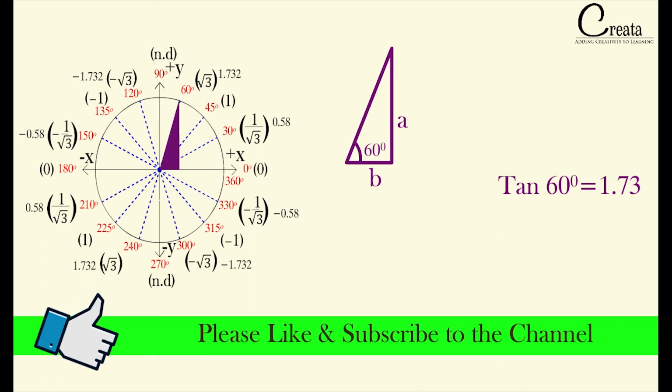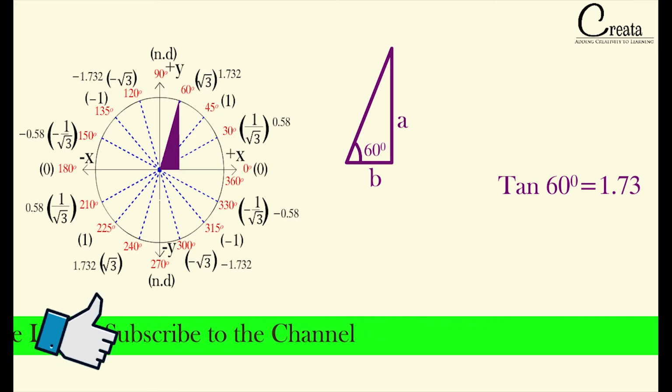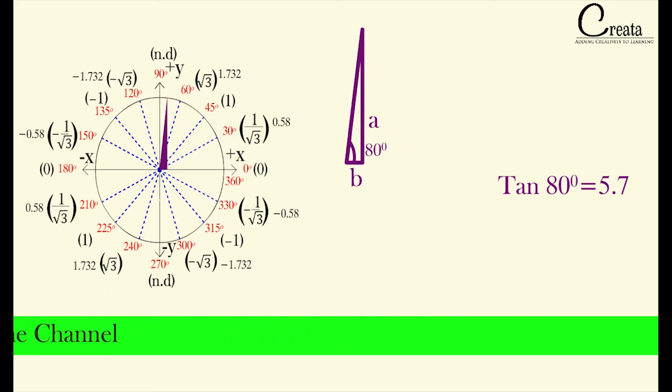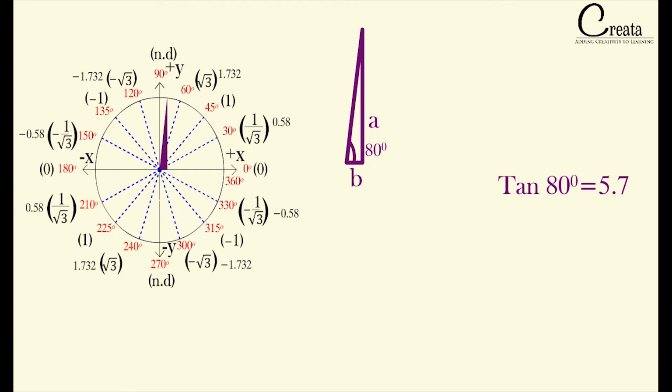Let's further increase the angle. Say we reach at 80 degree. Here we have to use our calculator. Tan 80 degree comes out to be 5.7. Further increasing the angle, tan 85 it is 11.4. See how fast tan value is increasing. Between 0 to 60 degree it has just raised from 0 to 1.732, and from 60 to 85 it has raised from 1.732 to 11.4.